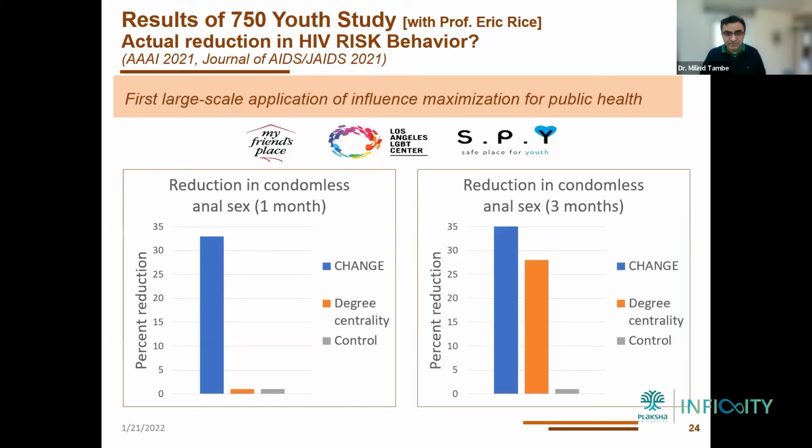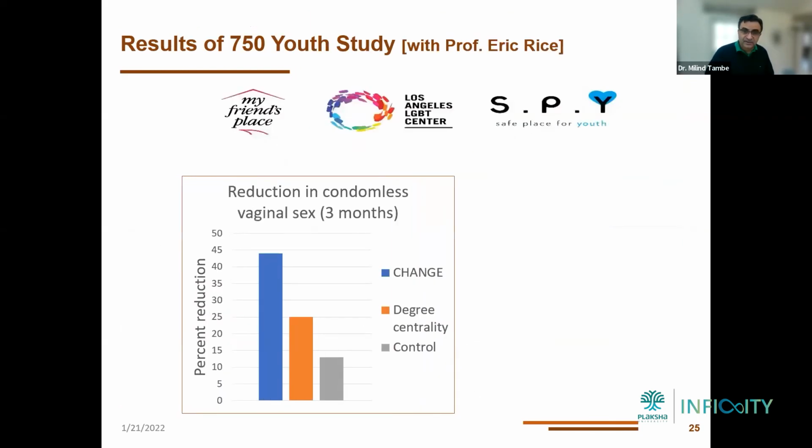At the end of 3 months, degree centrality begins to catch up, but still it's lower than change. The point here is that change causes this reduction in HIV risk behavior faster. And that's important because it is an HIV risk behavior, and also because this is a community where youth come and go, and therefore having this reduction happen faster is important. We saw a similar reduction in condomless vaginal sex, which is another HIV risk behavior. So our AAAI paper gives statistical significance results if people are interested.